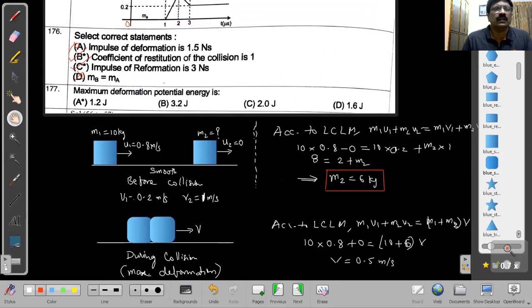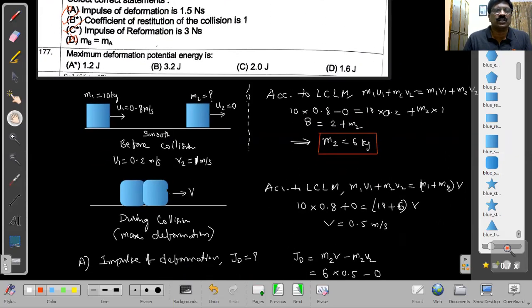Next, fourth option, MB is equal to MA. That is wrong only, no? Initially, at the beginning only, we have seen the mass of the second body, we got 6 kg. That's why the fourth option is not correct. So in this way we can find impulse of deformation, impulse of reformation. Okay. Next one.